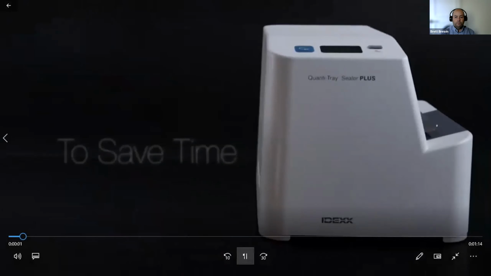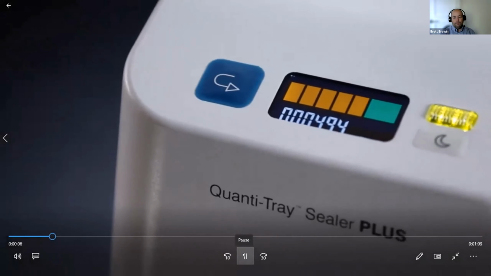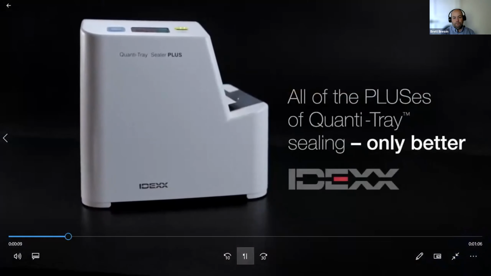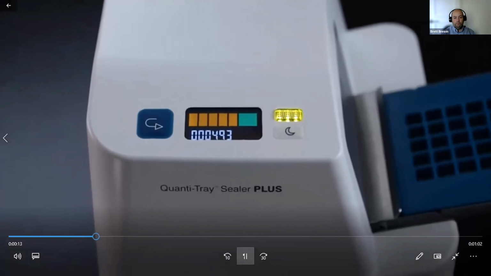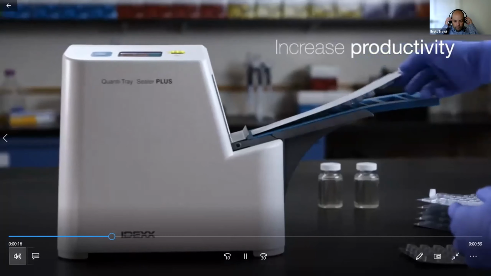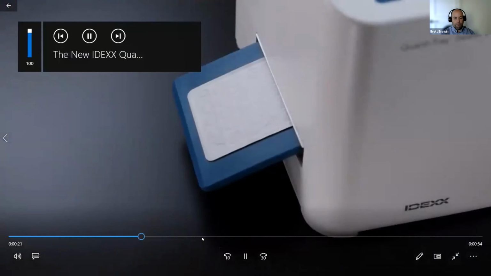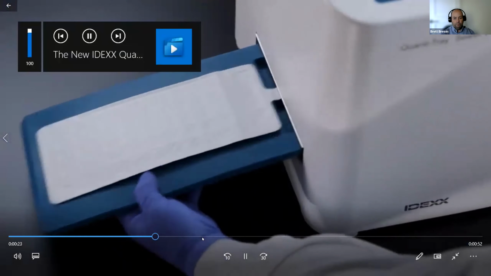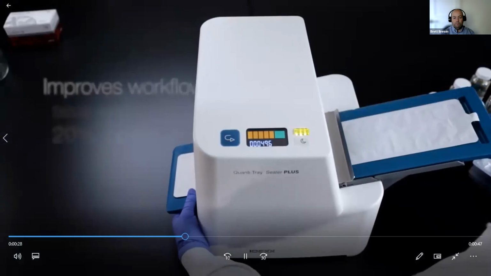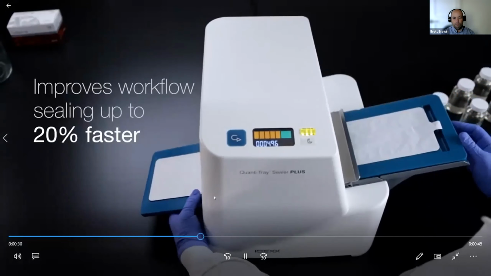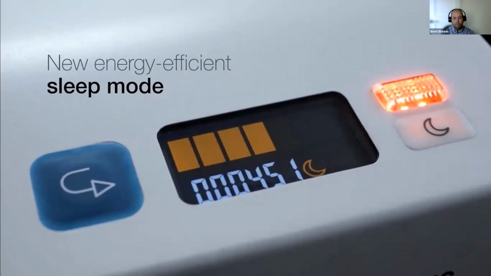It's time to save time with the Quanti-Tray Sealer Plus, the next generation sealer from IDEXX. Building on the reliability and ease of use of our Model 2X, the field-tested Quanti-Tray Sealer Plus has been redesigned to increase lab productivity and make your job easier. The Sealer Plus allows you to start testing sooner, warming up 80% faster than before, and will accelerate workflow with improved sealing time. Plus, it's ready to seal when you are with its new energy-efficient sleep mode.